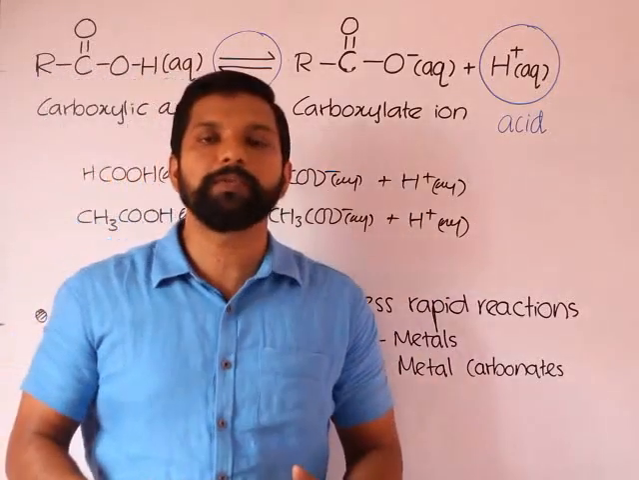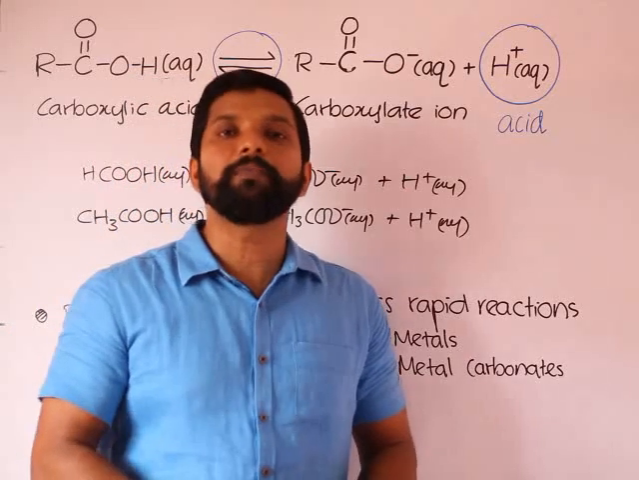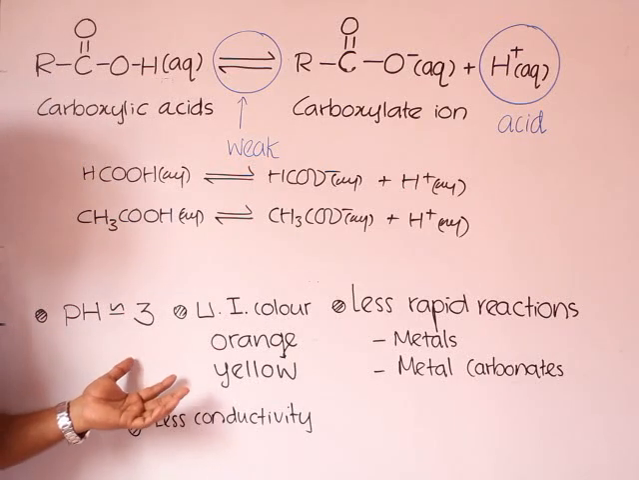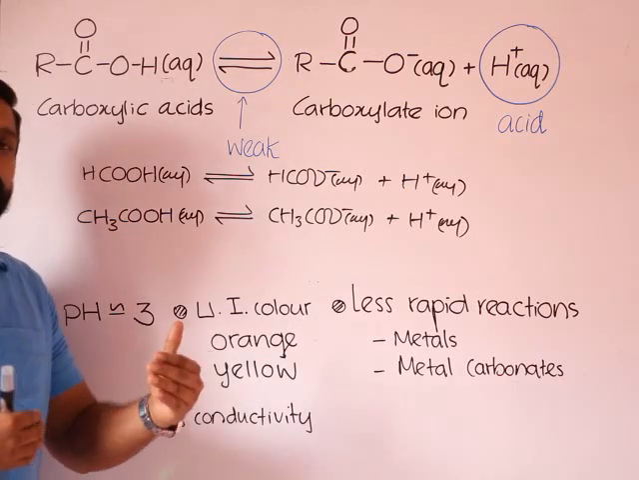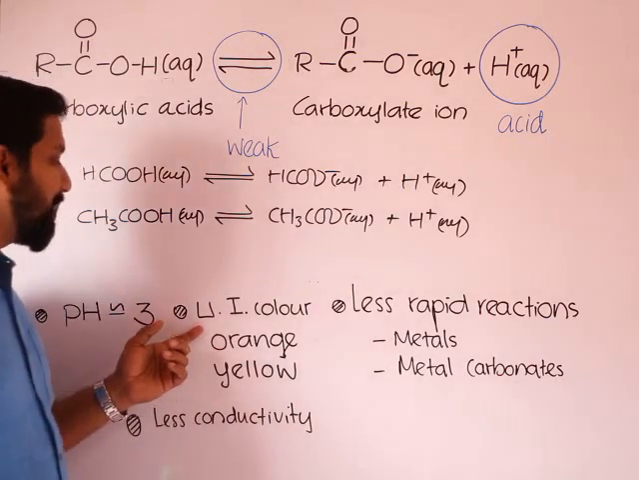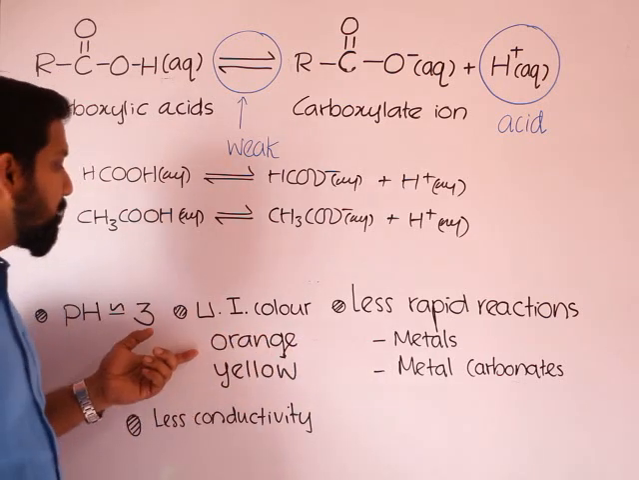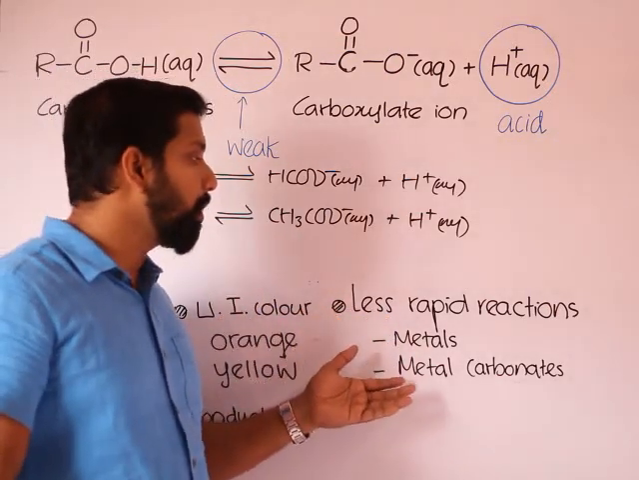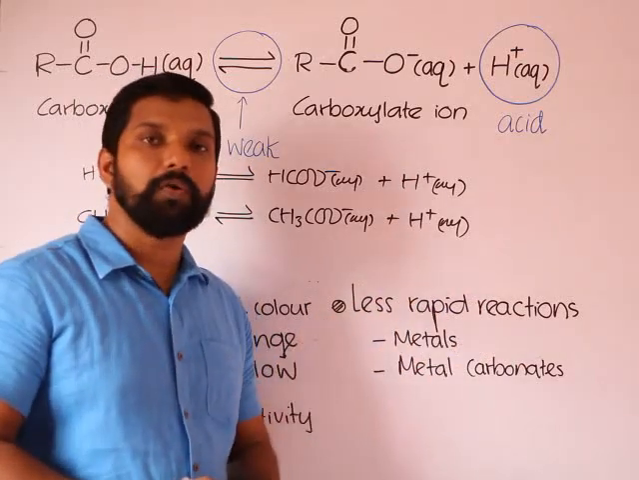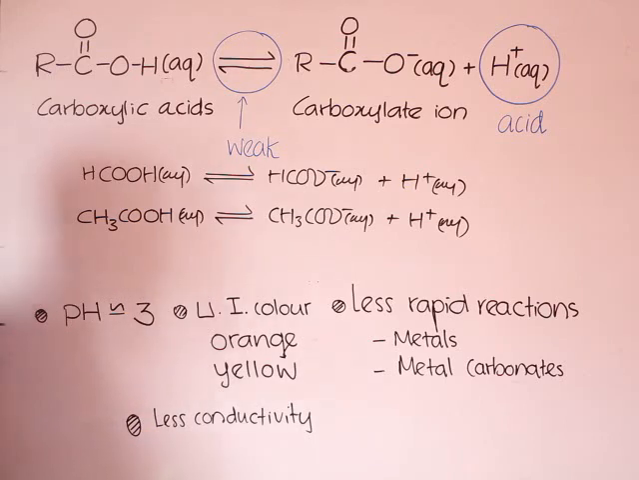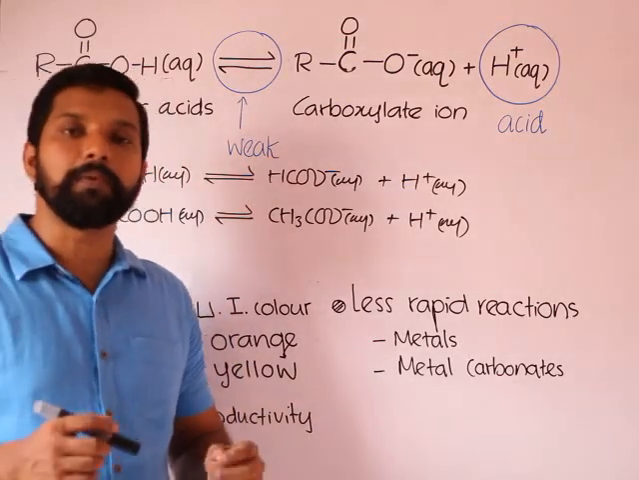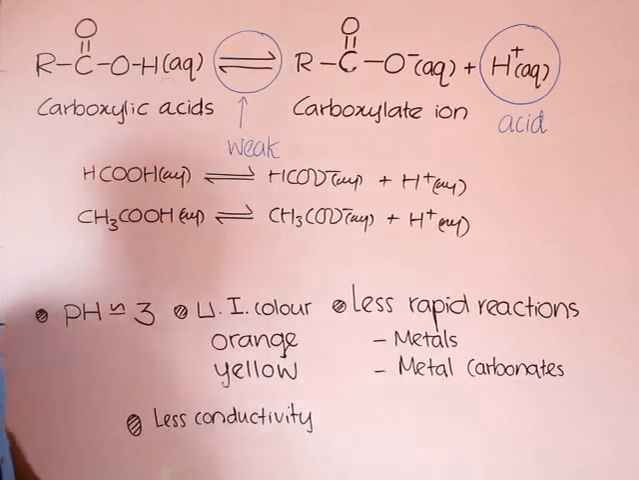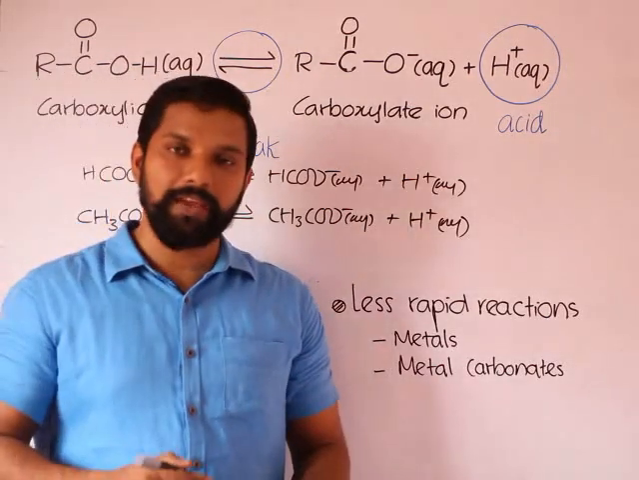So what are the properties of these weak acid solutions? When you compare them with strong acid solutions, their pH values will remain around 3. Basically it's between 3 to 5. When you put universal indicator, the color will be mainly orange. If the concentration is lower, it can be even yellow. The reactions with metals and metal carbonates will be less rapid compared to the strong acid. If you measure the conductivity by placing a circuit with a bulb, the brightness of the bulb will be less compared to the strong acid. Those are the properties of carboxylic acids as weak acids.